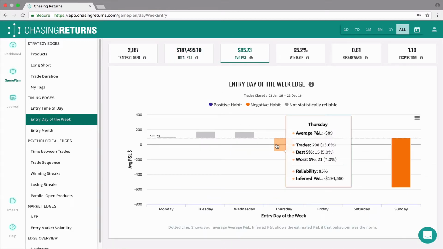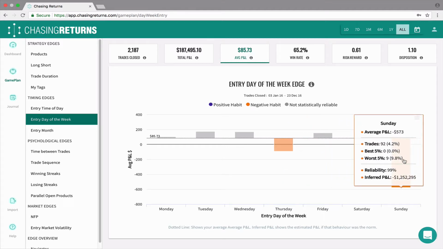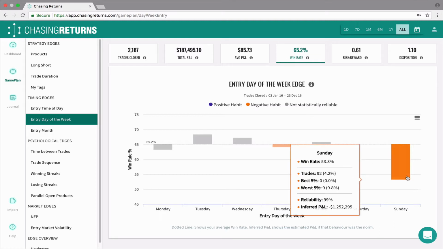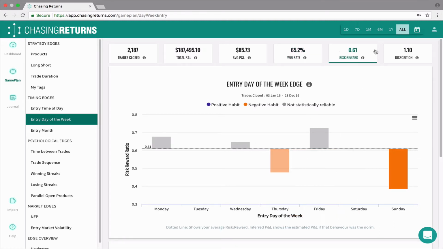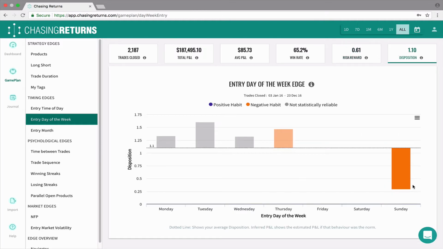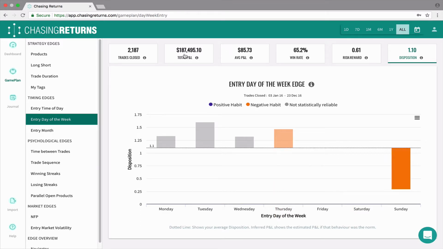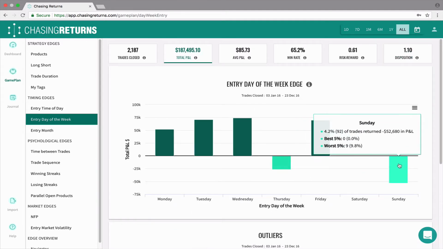So here this is telling us that this is somewhat reliable, but this is a really reliable indicator that whatever he's doing on Sunday nights is not good for him and it's costing him money. We continue to try and analyze it. So here we see that the win rate has really slipped, the risk reward has really slipped, and the disposition. So there's a systemic problem of bad trades, bad risk reward, low win rates, and bad disposition on a Sunday night. Okay, and it's an interesting one.